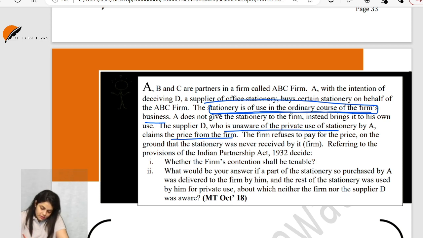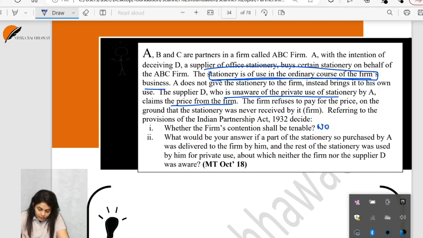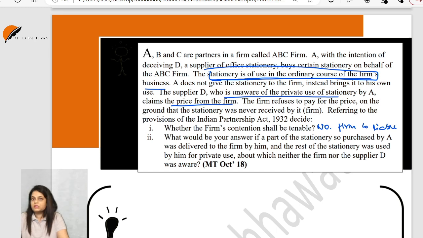The firm refuses to pay for the price on the ground that the stationery was never received by it. Referring to the provisions of the Indian Partnership Act, decide whether the firm's contention is tenable. No, the firm will be liable to pay the money. Right? So they contending that they are not liable because the firm never used the stationery is not valid. It was done in the ordinary course of the business.